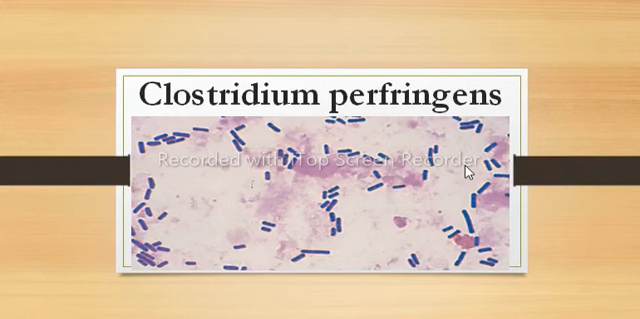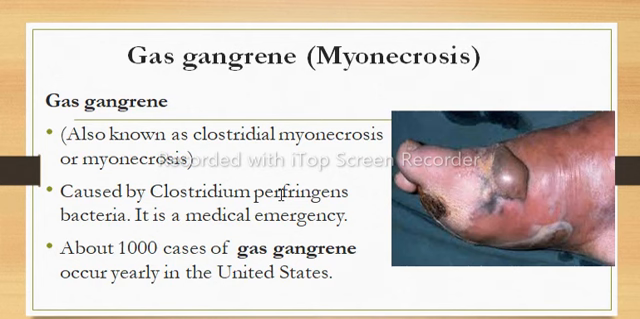In this video lecture we will be discussing Clostridium bacteria. There are four medically important species of Clostridium bacteria: Clostridium perfringens, Clostridium tetani, Clostridium botulinum and Clostridium difficile. But in this video lecture we will specifically discuss Clostridium perfringens bacteria. Well, Clostridium perfringens causes two distinct diseases: gas gangrene and food poisoning.